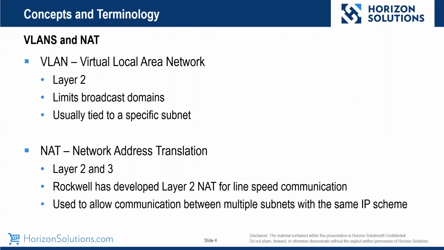Finally, I want to talk about network address translation today. Network address translation is a protocol that allows communication between multiple subnets with the same IP address scheme. A lot of people in the networking world probably understand and know layer 3 NAT, or the routing protocol. But it's important to note that Rockwell has developed its own proprietary layer 2 NAT, which does utilize MAC addresses and has line speed communication within its Stratix switches. So it's a lot faster and a lot better to use than that layer 3 NAT, which is a little bit slower.